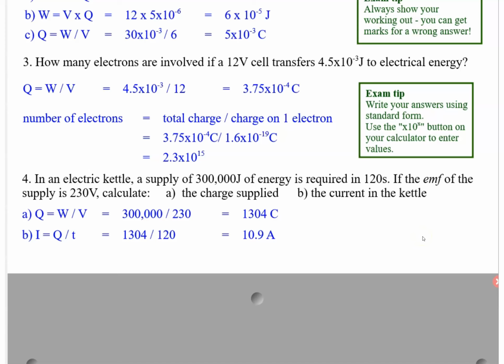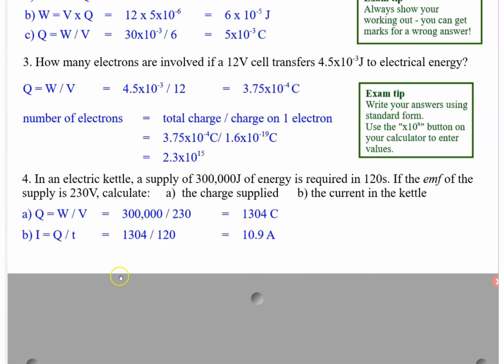And final question, we have total amount of energy, we've got time, it says the EMF, so basically the voltage, we know EMF and voltage are basically the same. Find the charge supplied and the current, so a little bit more complex, but still we're looking at a GCSE level or a fairly easy physics A level question.